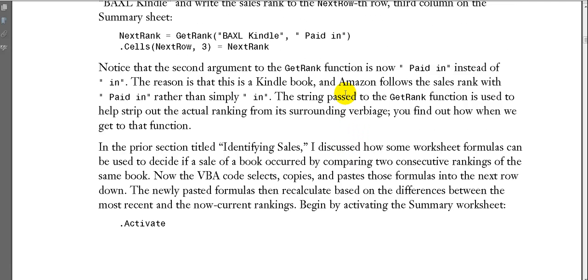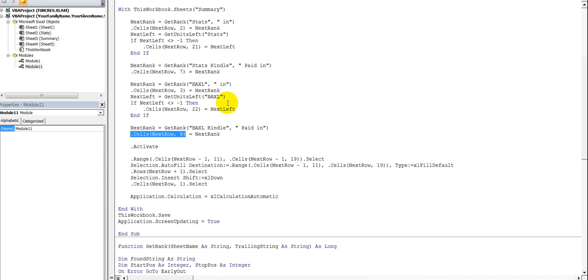Okay, let's continue. We just finished with this, basically, and I guess we can say with this, wherever it is. Now we're here, and this is still in this so-called with block. So in other words, whenever it says dot something, it's really saying this workbook sheet summary dot activate. So what does activate mean? It means activate this sheet. Even if we're not there, activate it.